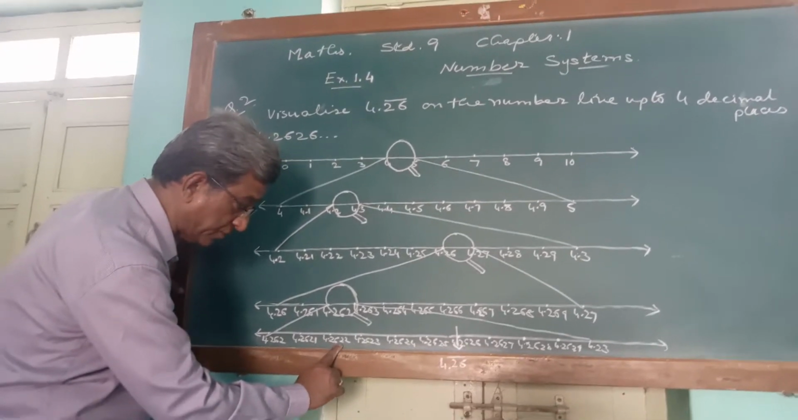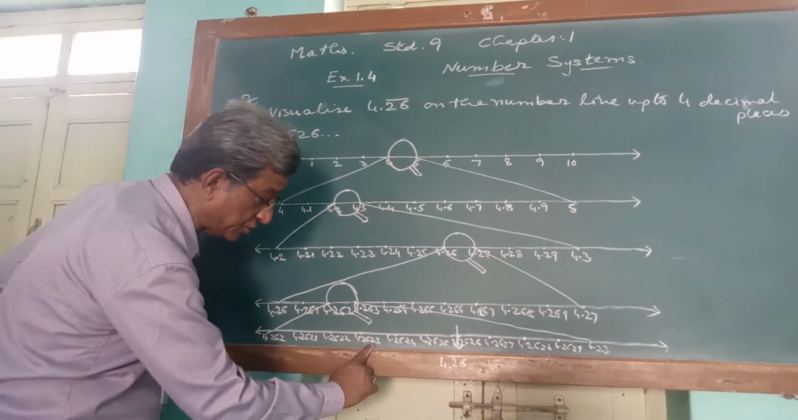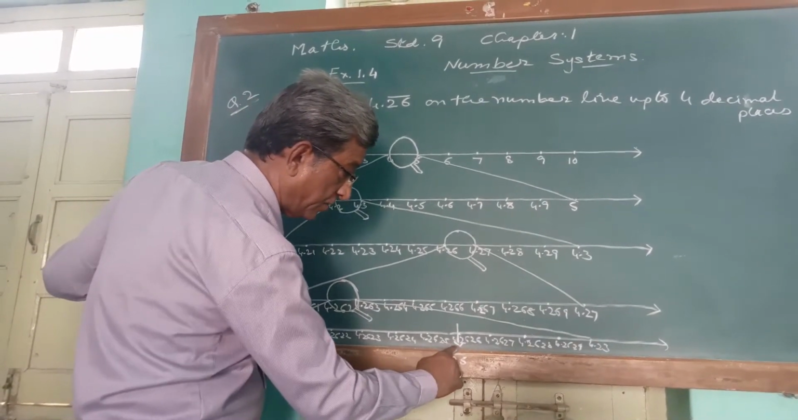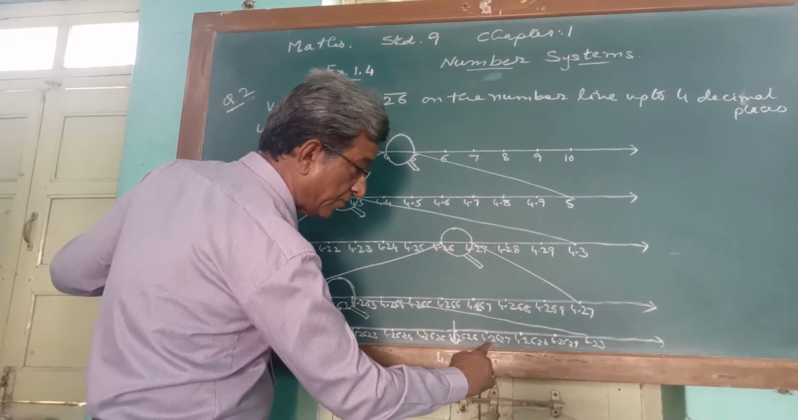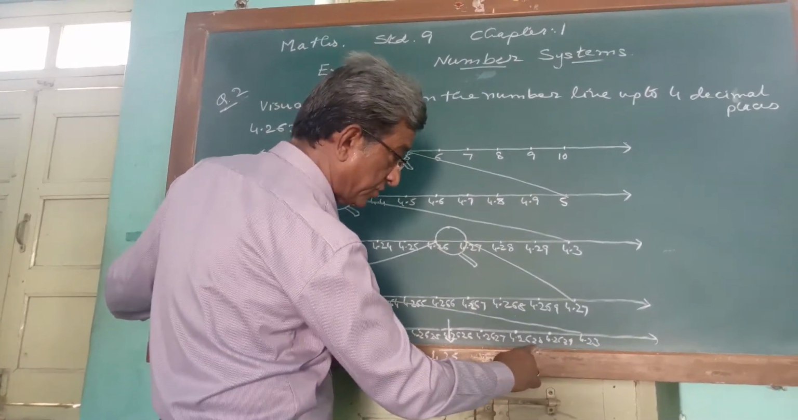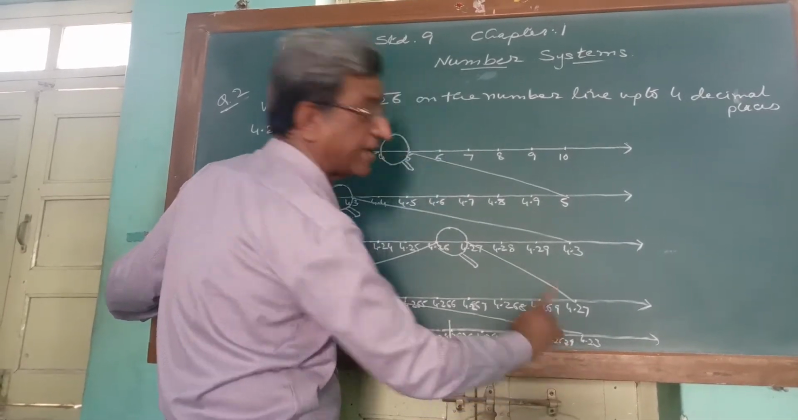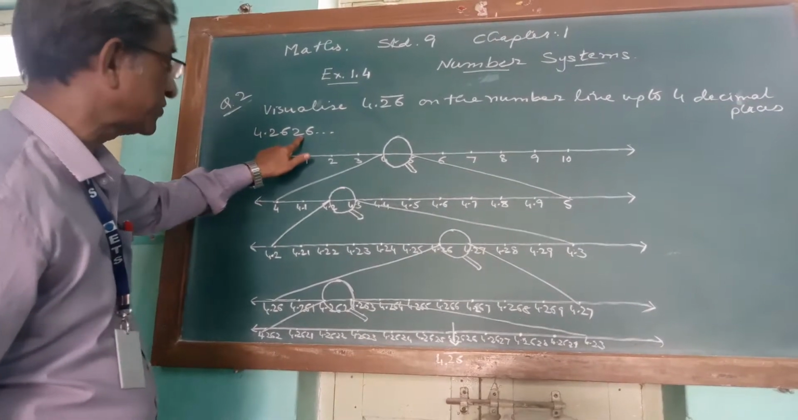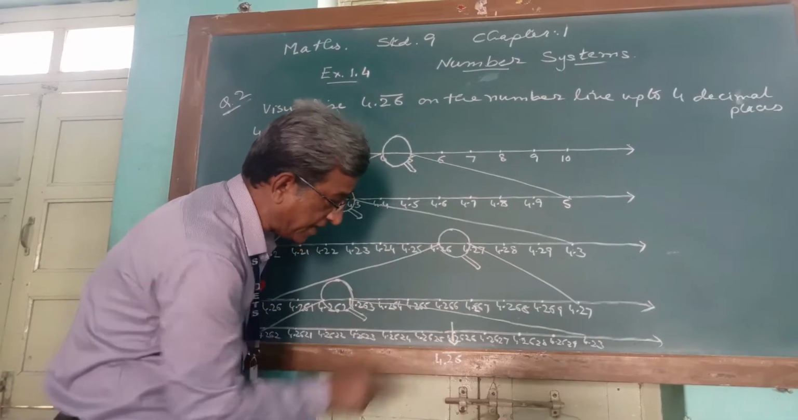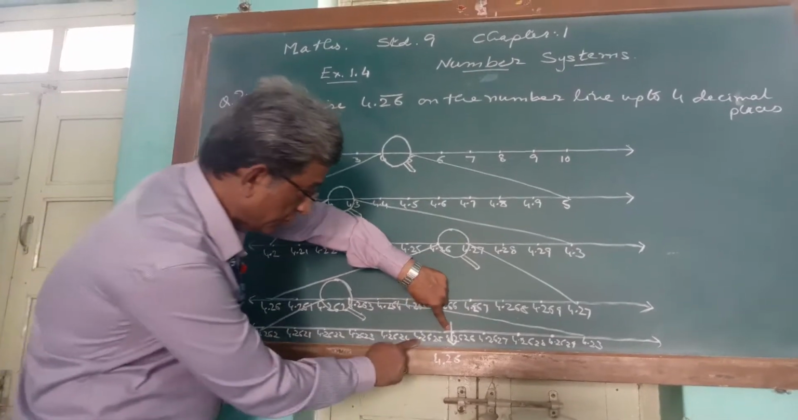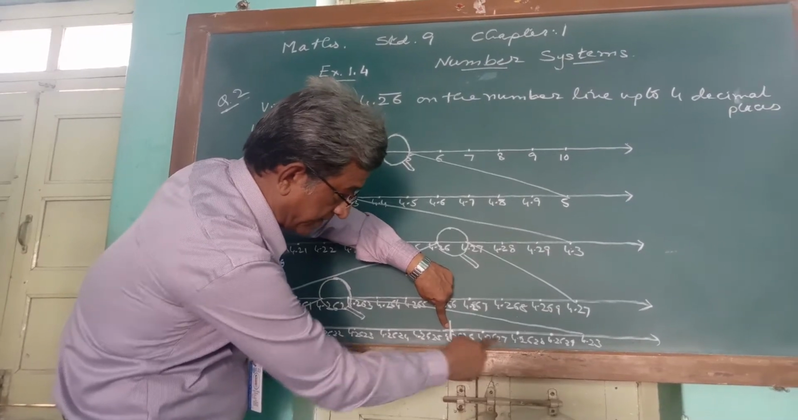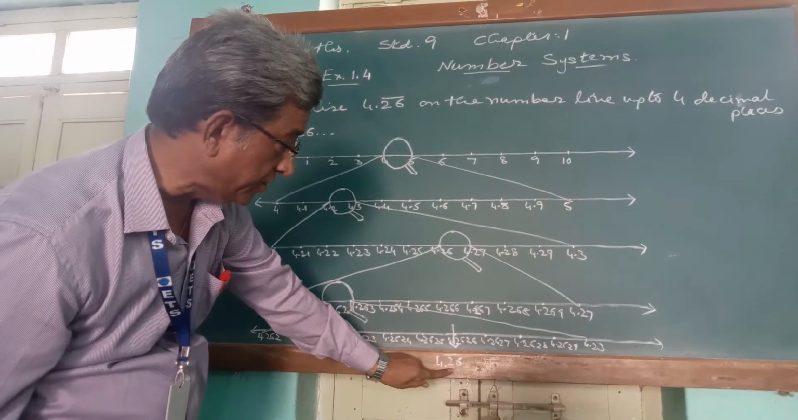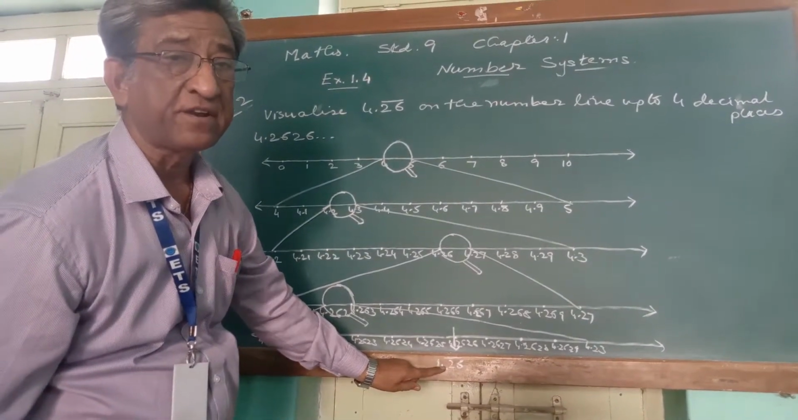4.2621, 4.2622, 4.2623, 4.2624, 4.2625, 4.2626, 4.2627, 4.2628, 4.2629. So here will be our required number 4.2626. So 4.2626 will lie here, between 4.2625 and 4.2627. So this is 4.2626, which in short is written as 4.26 bar. So this is our required answer.